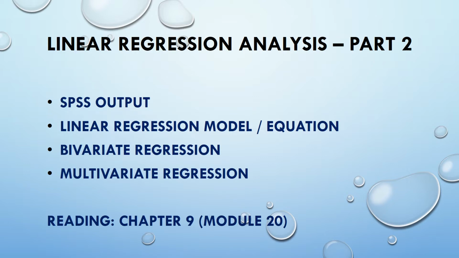We're then going to dive into both bivariate regression and multivariate regression. Bivariate regression is when you only have one independent variable. Multivariate is when you have more than one. So we'll see how those slightly change what we're looking at, and we'll go from there. Finally, for this slide, the reading that corresponds to this would be Chapter 9, Module 20 of the 4th edition of your textbook. All right, let's go ahead and get started and dive into the next slide.